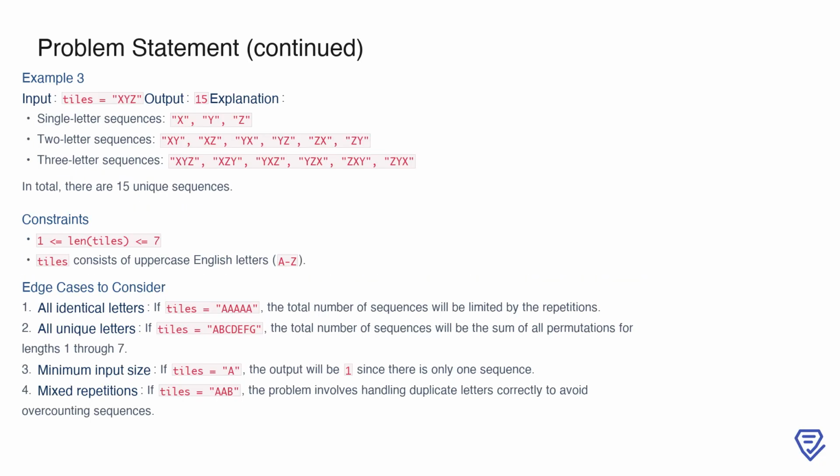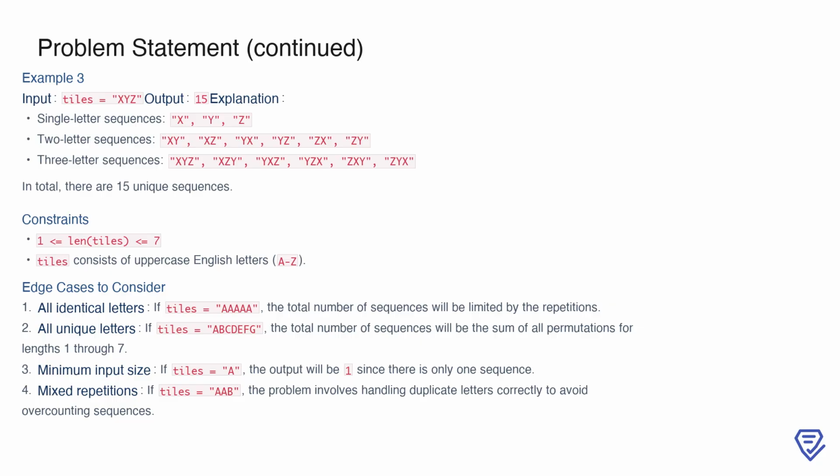Now consider the input tiles as XYZ. Here, all the tiles are unique, so there are no repetitions to manage. For single-letter sequences, we have X, Y, and Z. For 2-letter sequences, we can form XY, XZ, YX, YZ, ZX, and ZY. For 3-letter sequences, we can create XYZ, XZY, YXZ, YZX, ZXY, and ZYX. When we add these together, we find there are 15 unique sequences in total.